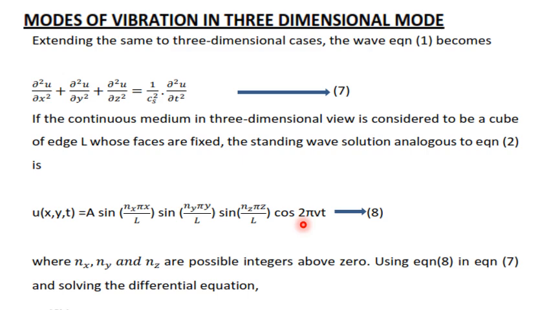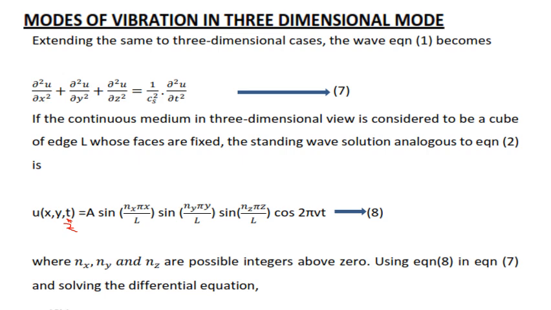When it is in the three-dimensional mode, you see the equation, the displacement u of x, y, and here there is a z term also: x, y, z and t. Okay, here I missed this z. So what will be the formula? A sin(nx pi x by l) plus sin(ny pi y by l) sin(nz pi z by l) cos 2 pi nu t, where nx, ny, nz are the possible integers above 0.